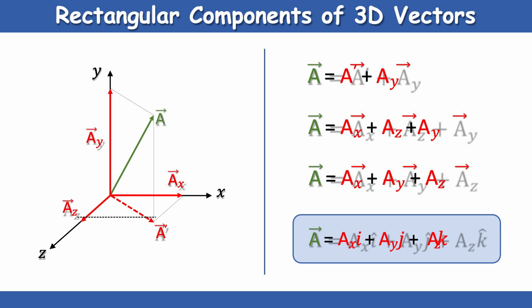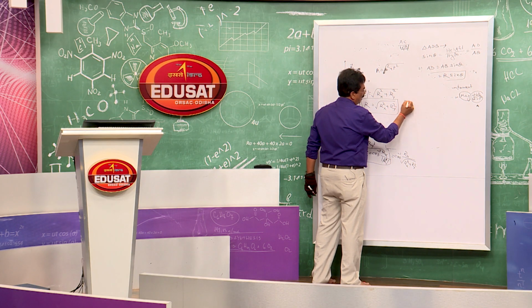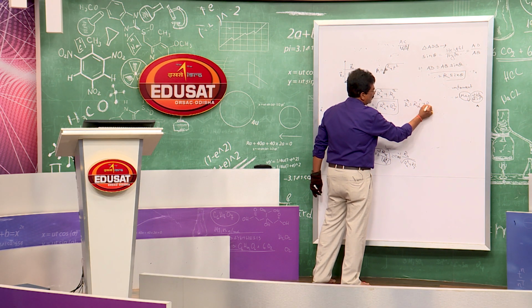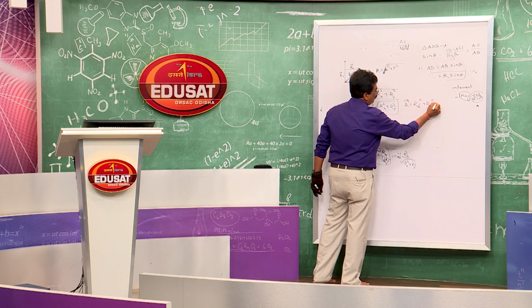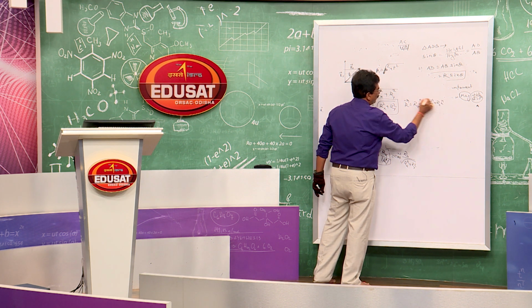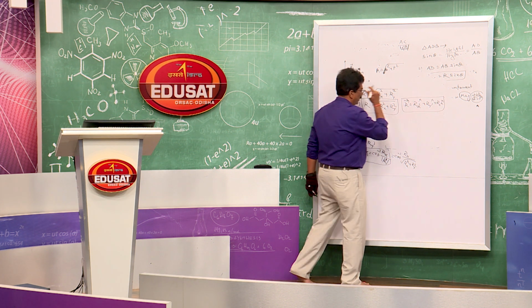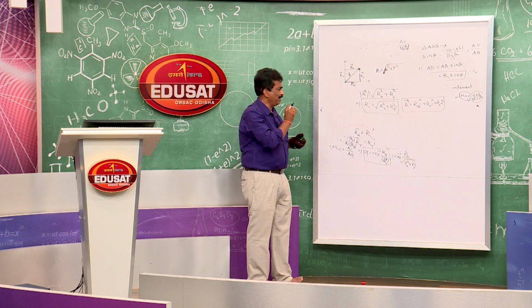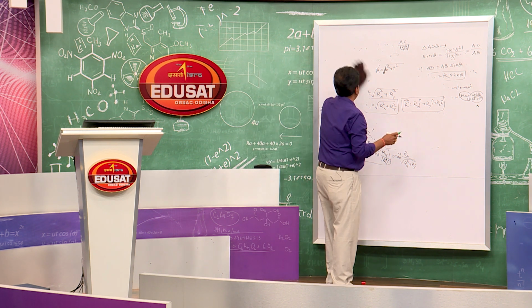So, if it is the 3-dimensional one, for the R vector, that is equal to Rx i cap plus Ry j cap plus Rz k cap. So, this is about the resolution of the vector. Let us now go for some numericals.